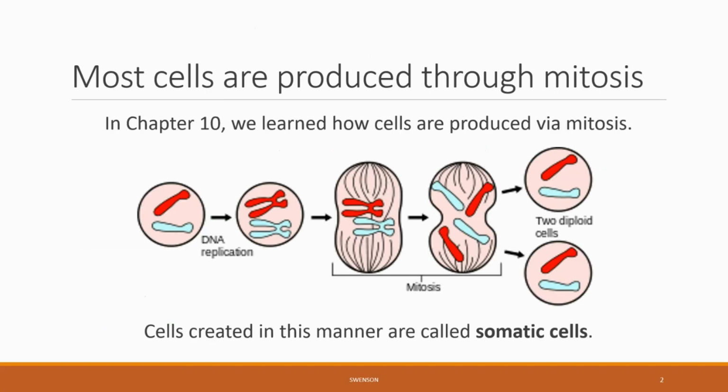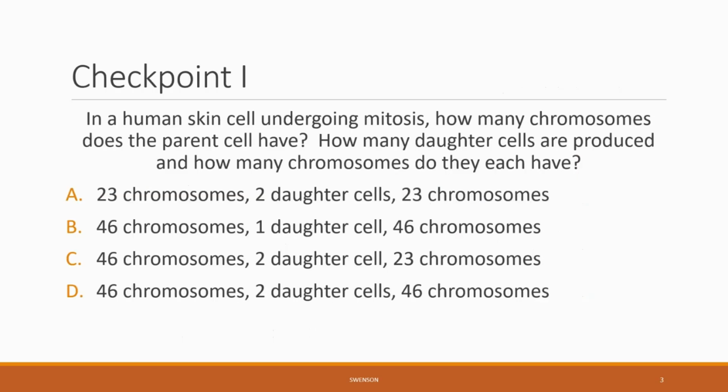In the previous chapter, we discussed how cells most commonly replicate themselves through the process of mitosis. These are cells that do not do sexual reproduction, like skin, heart, and brain cells. They are called somatic cells from the Latin root word for of the body.